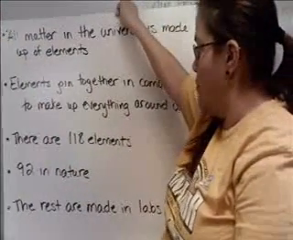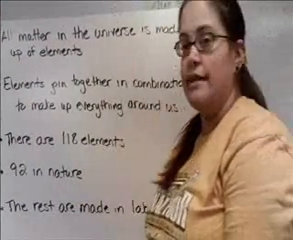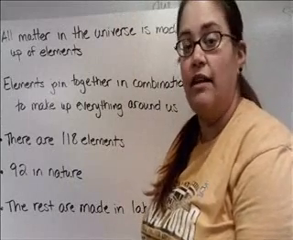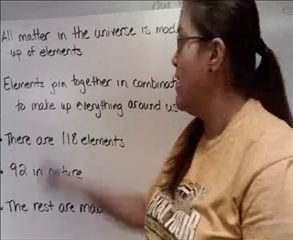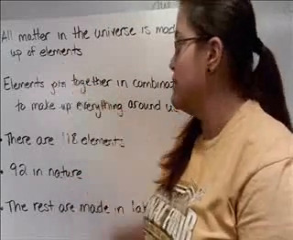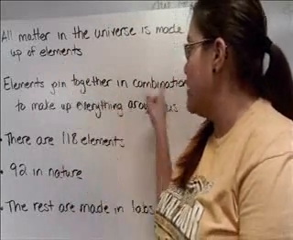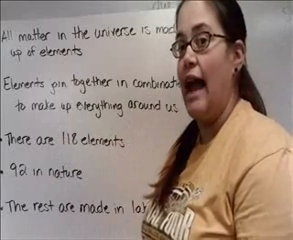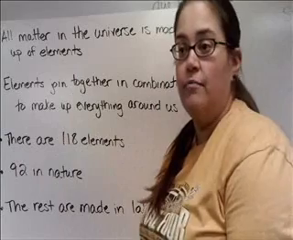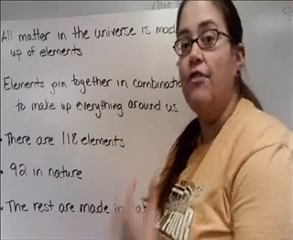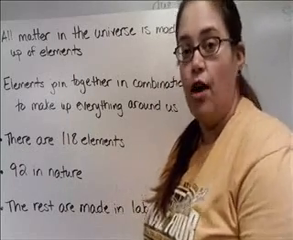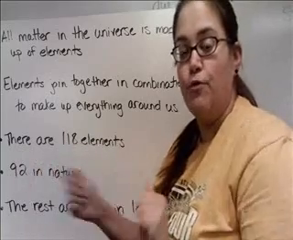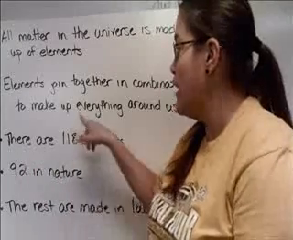Next, all matter in the universe is made up of elements. So everything around us, everything in space, everything on other planets, everything in the sun, it's all made of elements. Elements join together in combinations to make up everything. So you, trees, air, rocks, the sun, other planets, everything in the universe is made up of different combinations of elements. So they fit together and change and move from one thing to another, but it's all elements.